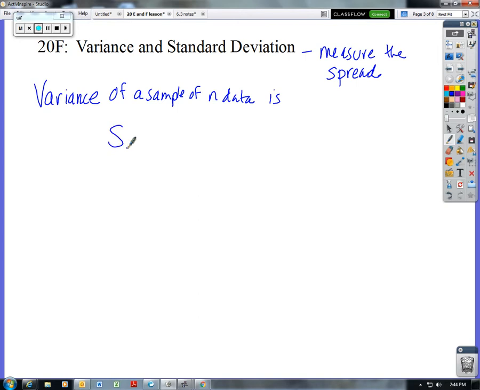And it's denoted S sub n. Now the reason is the variance is actually the square of the standard deviation. That's why the S stands for the standard deviation. And it's going to be the summation from 1 to n of x sub i minus the mean x bar, squared, all over n. It tells how far on average the data is from the mean.